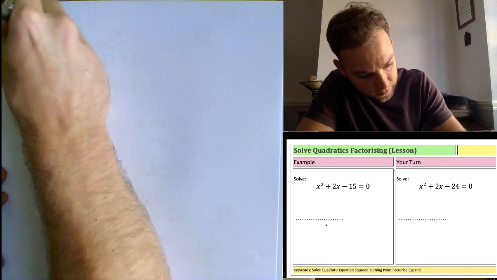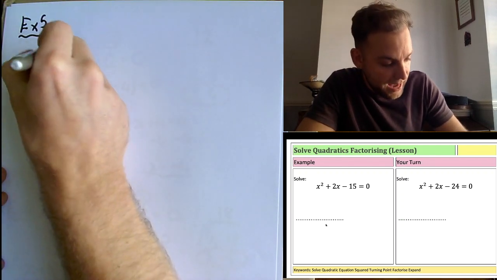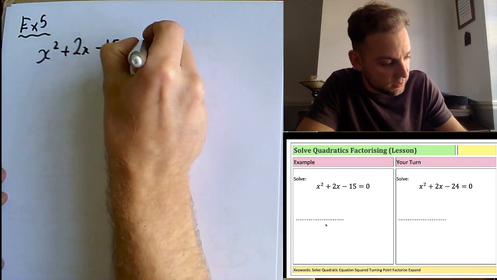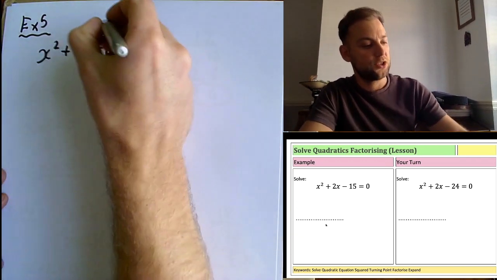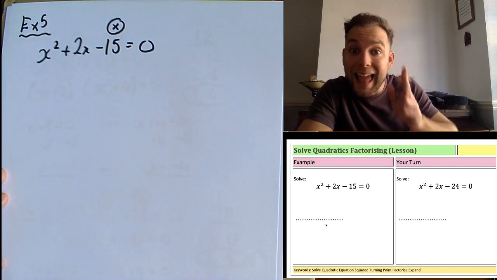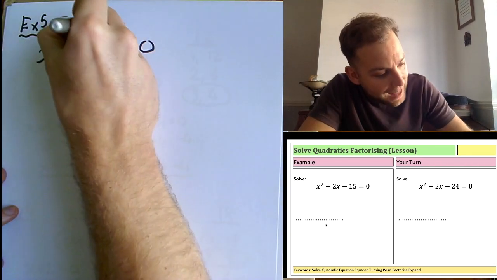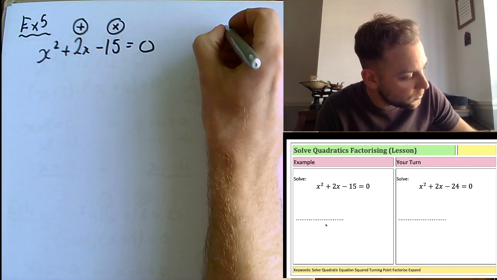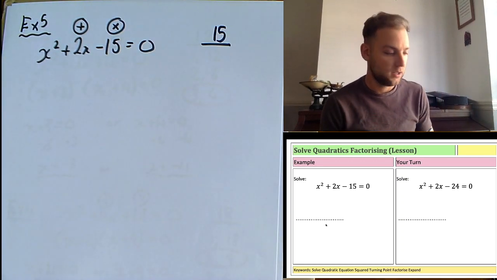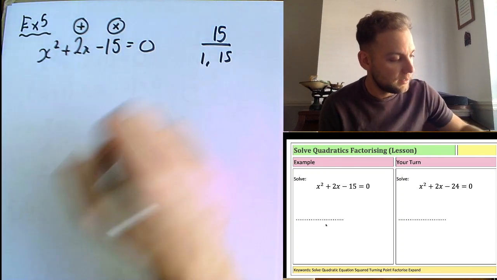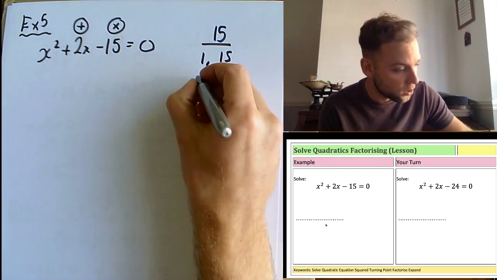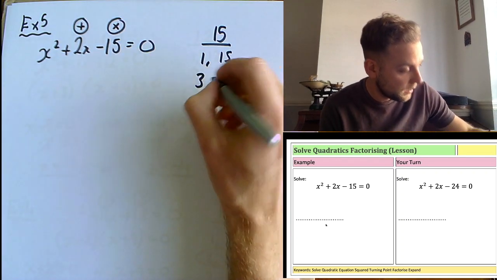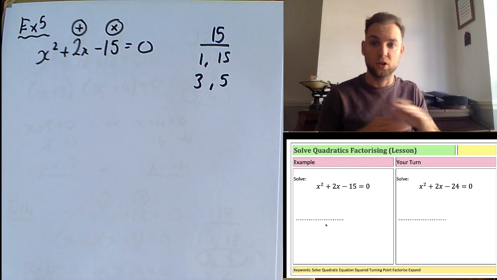Example 5. So I've got x squared plus 2x minus 15 is equal to 0. So I need two things that multiply together to make negative 15 and add together to make 2. So let's do the multiples of 15 on the side. So that's going to be 1 and 15. 2 doesn't go. 3 does go. 3 and 5. 4 doesn't go. Back to 5, so I can stop there.